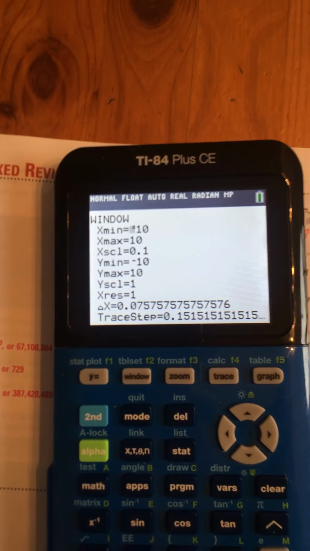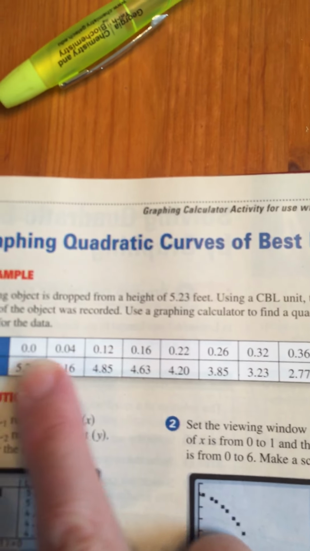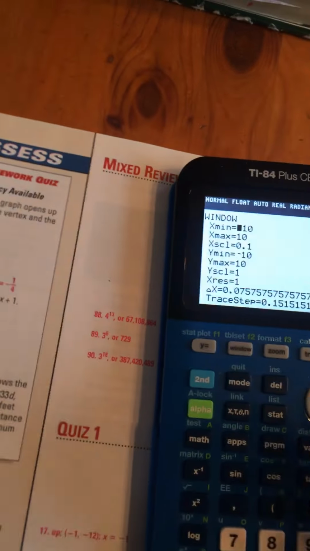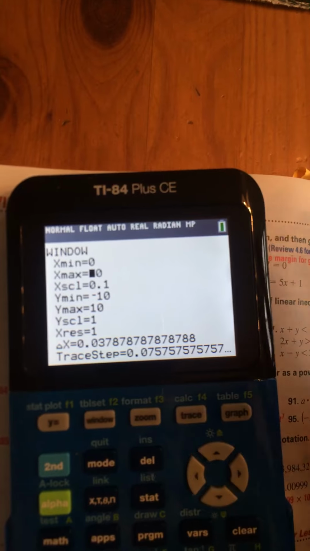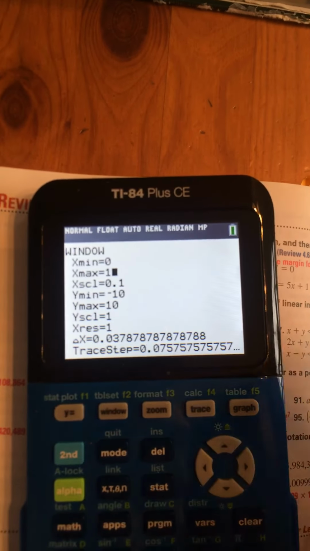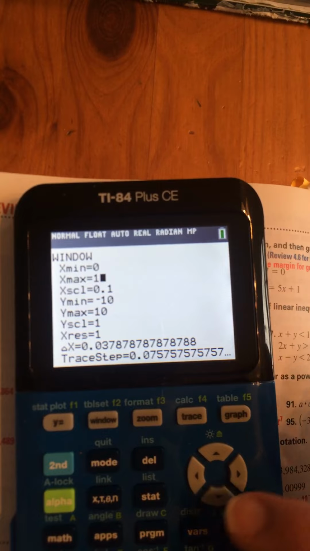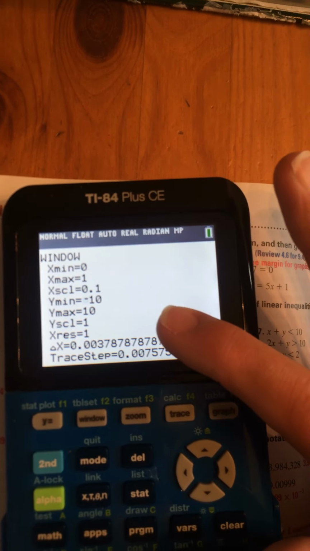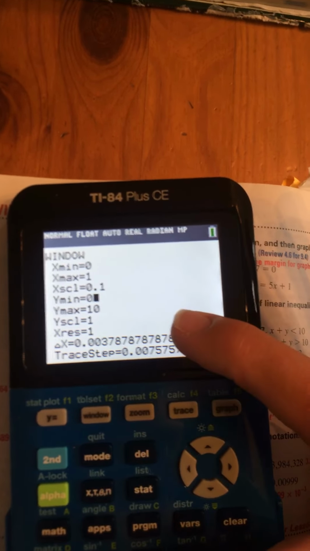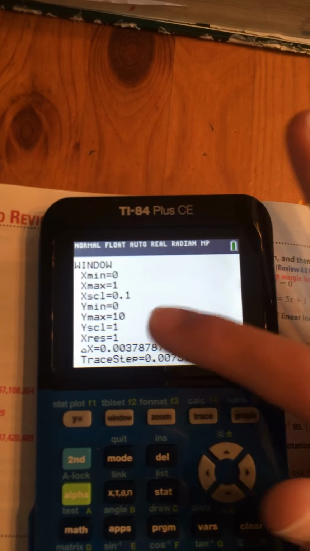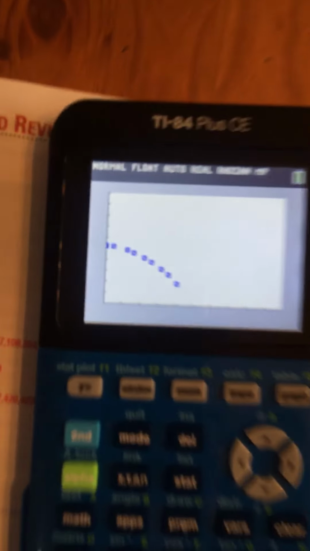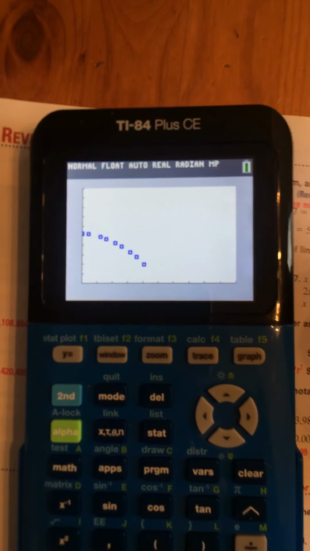And let's zoom in some more. I'm going to go back to my window. If you look at my x's, the maximum is less than 1. So my x minimum could just be 0. All these numbers are positive. My max, I'm going to make 1. I'm going to have my scale 0.1. That'll spread it out. My y minimum, I don't have any negative numbers, so I'm going to make it 0. My biggest y is 5.23, so 10 is all right. And the y scale's all right. Let's try it again. Oh, that looks so much better. What a good looking half of a parabola.